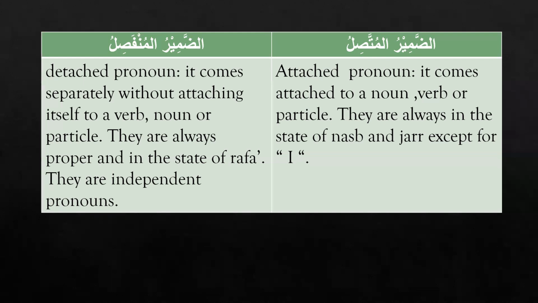And when they are attached, they are no longer rafa in status. They will be nasab or jar, except for ya, because ya has two damir muttasil, and you already know that: ya or ni, depending on what they are attached to, a noun or a verb. When they are attached to a noun, we have ya attached to a noun, and when they are attached to a verb, the form for it will be ni. When they are attached to a verb, they are nasab in status, and when they are attached to a noun, they are jar.